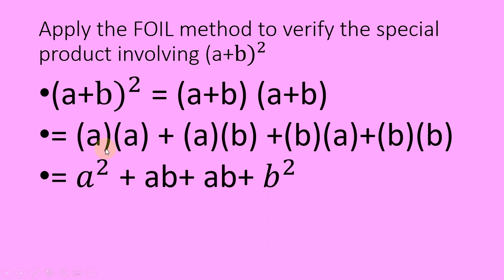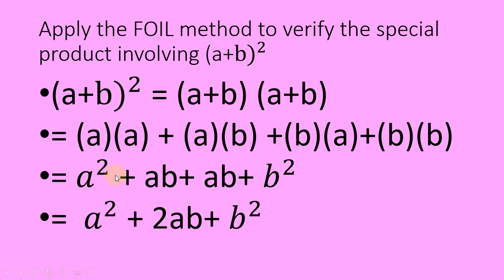So a times a, we have a squared. A times b, ab. B times a, ab. B times b, b squared. By adding the middle terms, ab plus ab, we have 2ab. So copy the a squared, and then add 2ab, and then b squared.